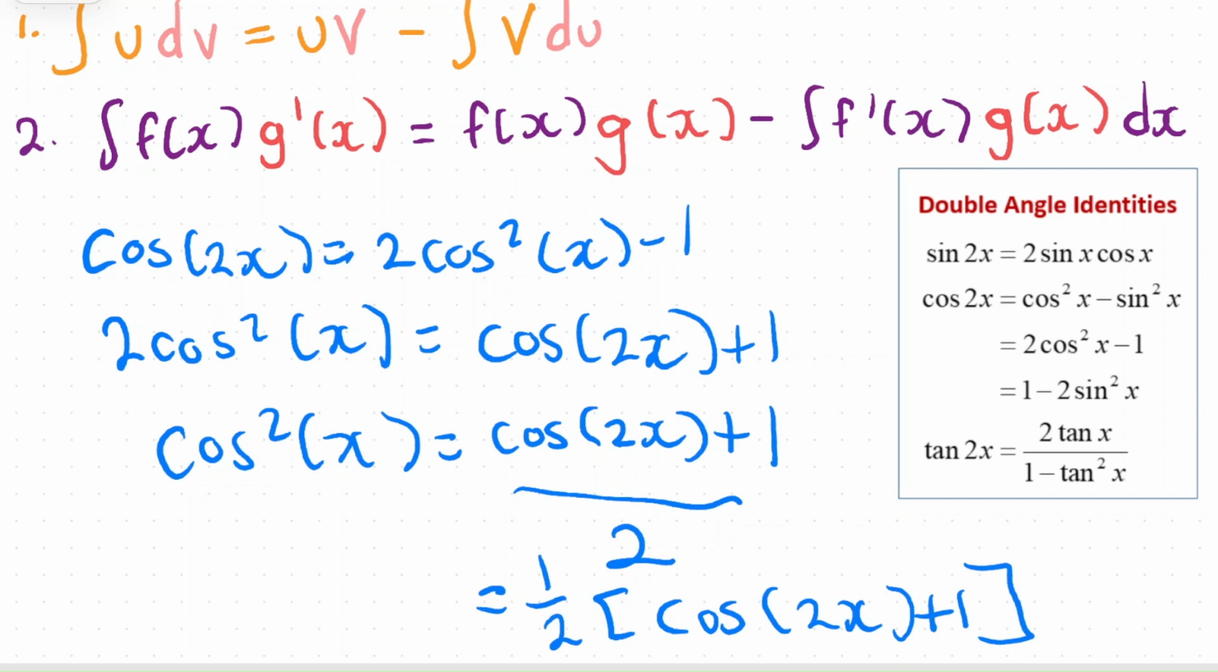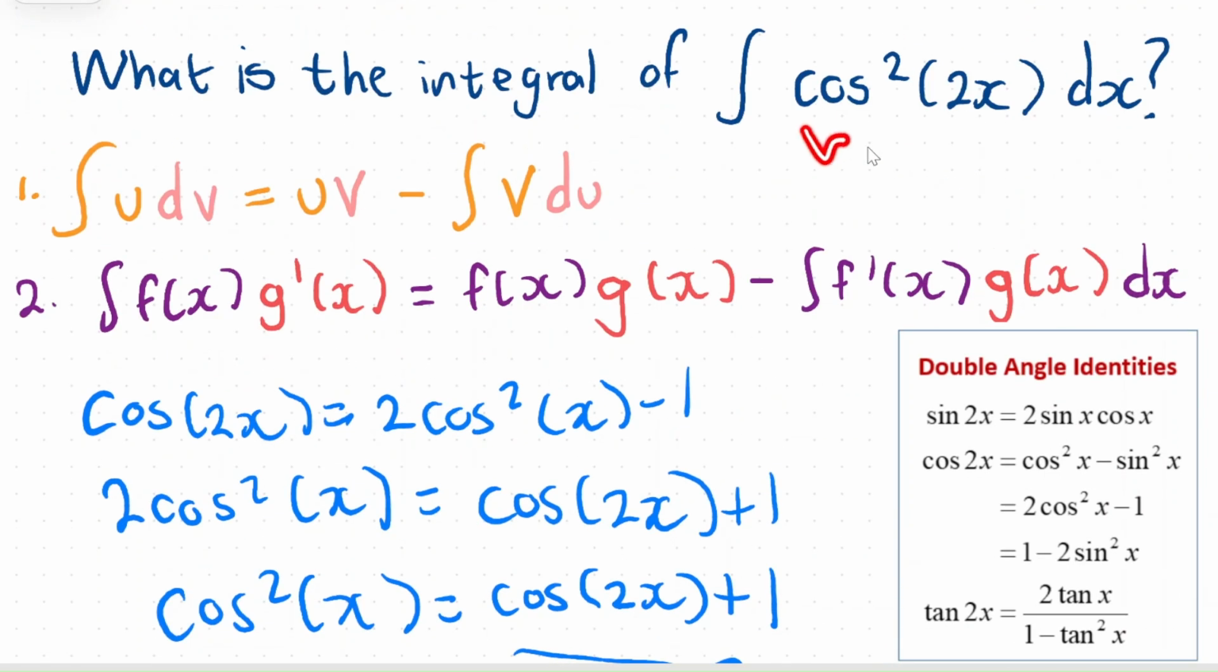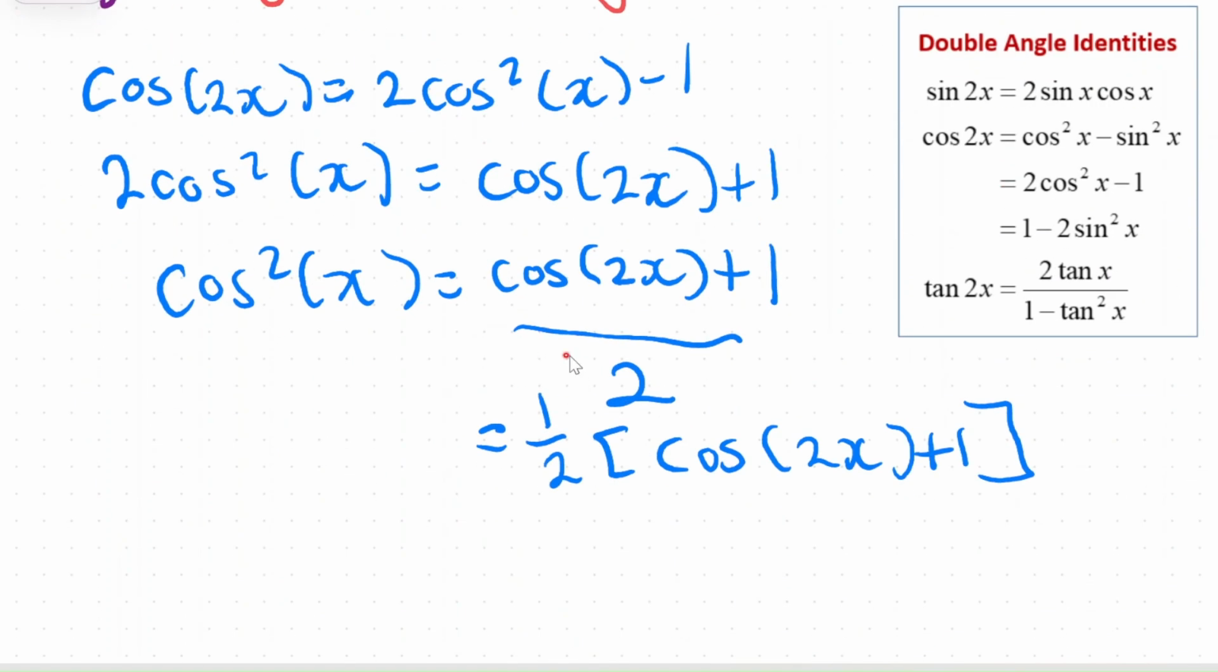Now let me show you why this is important. If we were to integrate cos squared of x, so I'm just taking an example of removing the 2, right? Cos squared of x, if we were to integrate that, that would be so easy because then we just integrate the whole thing and we'd get half, and then the integral of cos 2x plus the integral of 1.